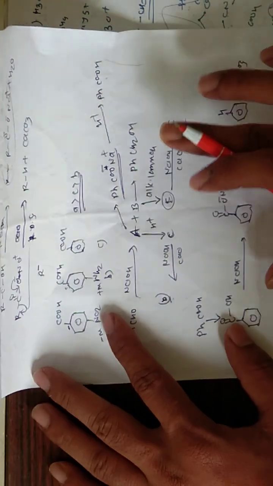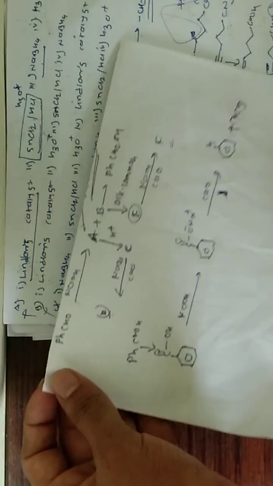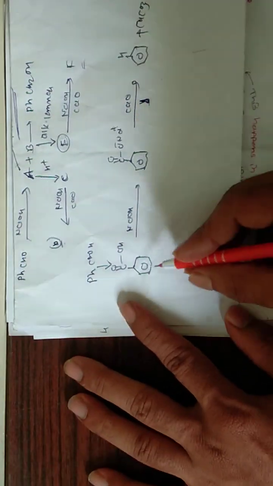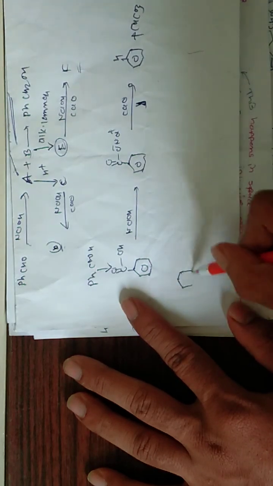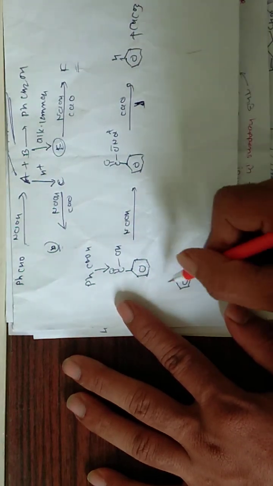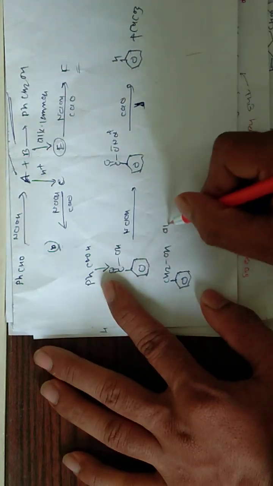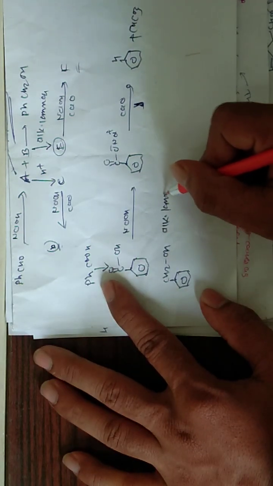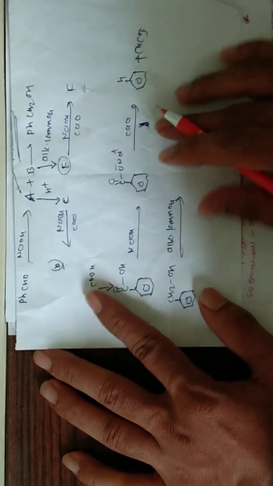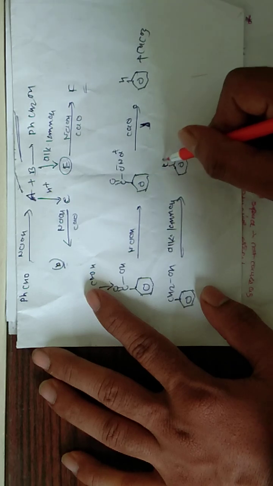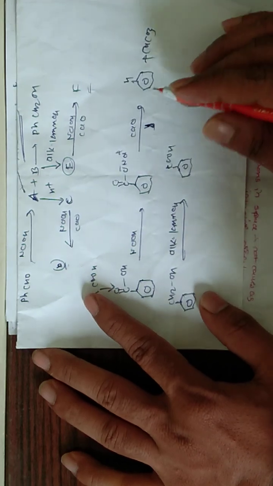What will be the F product? That comes to the F. So here, if you see, our B product is benzyl alcohol. What is the structure of benzyl alcohol? Here benzene, CH2OH. After reacting with alkaline KMnO4, which is a very strong oxidizing agent, this will convert benzyl alcohol to simply benzoic acid.